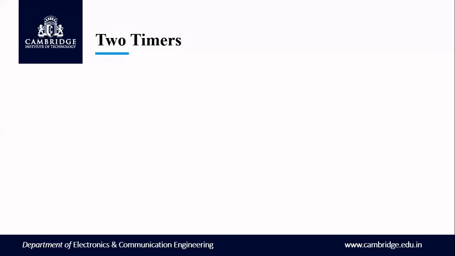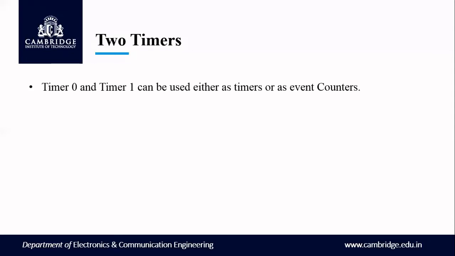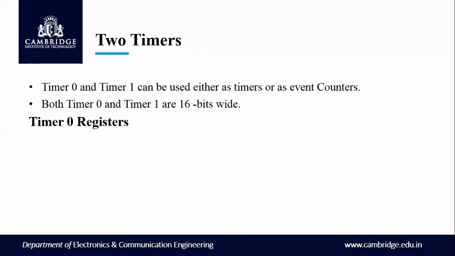So in 8051, we have two timers, that is timer 0 and timer 1. Both the registers are 16-bit wide. So here we need to understand our 8051 architecture is an 8-bit architecture. So we can't use 16-bit registers or the 16-bit timers as a whole. So we know that all the registers, whatever you are using, are 8-bit registers.